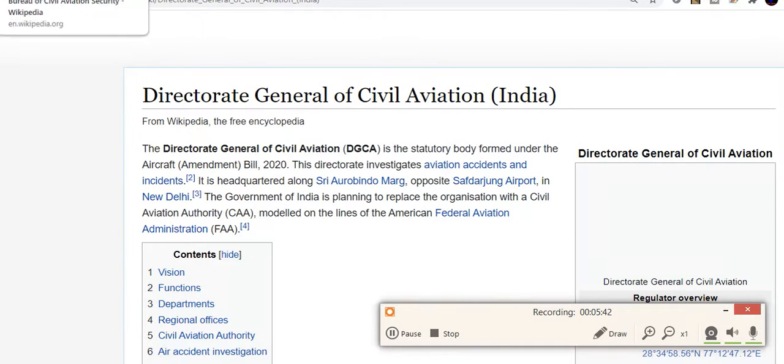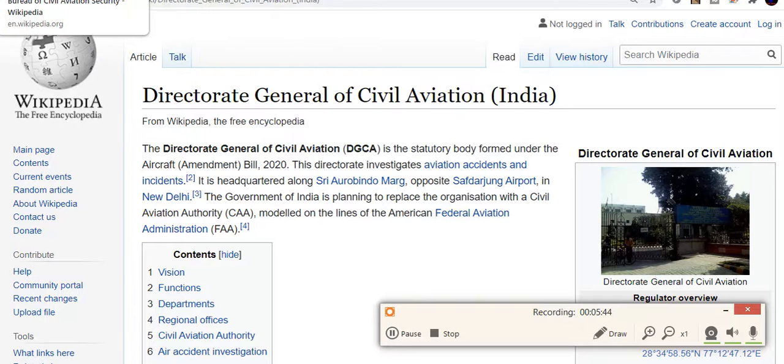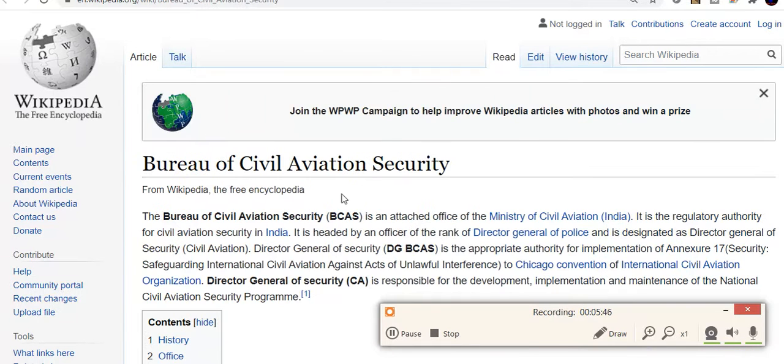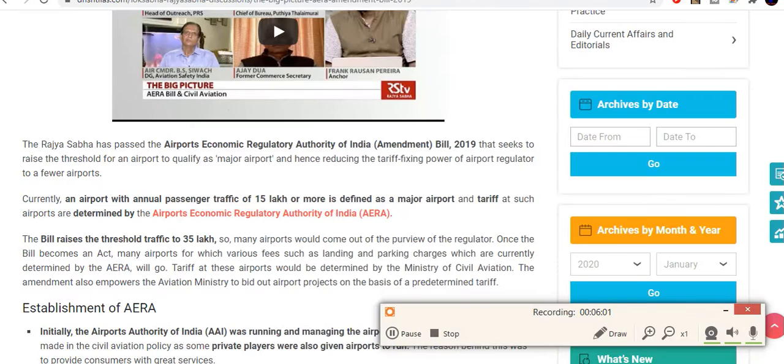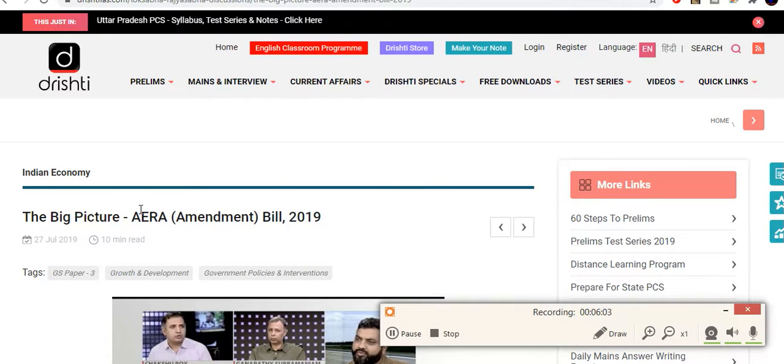of Civil Aviation. So we are going to cover three bodies: Directorate General of Civil Aviation, Bureau of Civil Aviation Security, and Airport Accident Investigation Bureau. These are the three bodies that you should know when it comes to incidents and accidents and all. And then we will also cover the economic regulatory body.